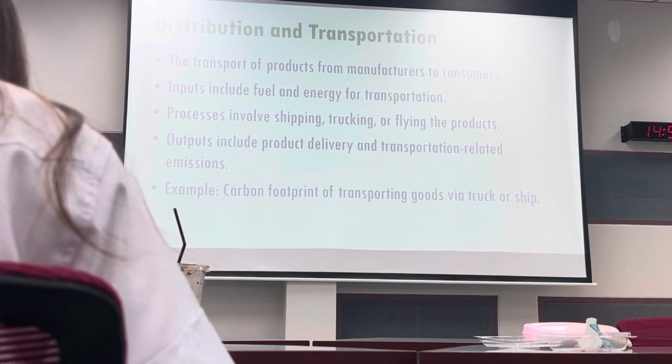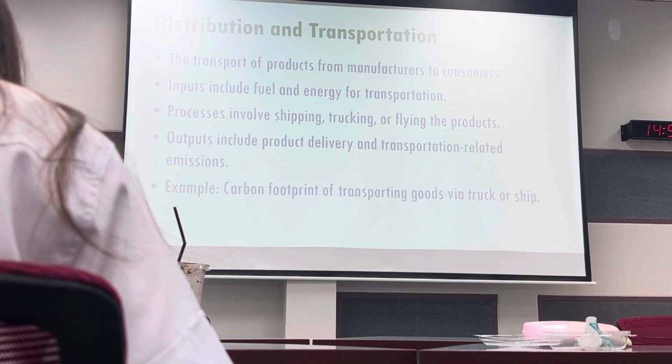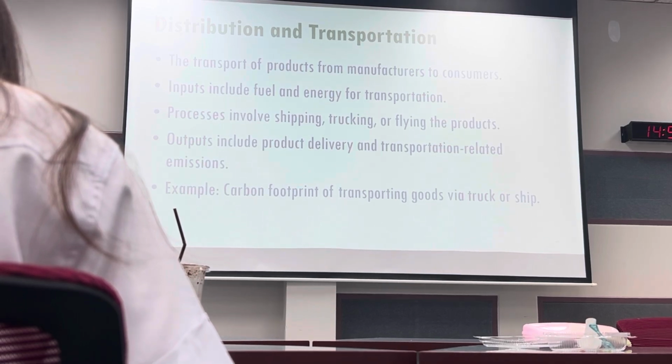Then we go to distribution and transportation. Input will be the fuel or energy used to drive the products around. It depends. Could be diesel, gasoline, biodiesel, whatever, could be electric, right? Process is about shipping, trucking, or flying of the products to the destination, could be the distribution point or the retail distribution center or retail points. Output will be the product delivery and the delivery-related emission.